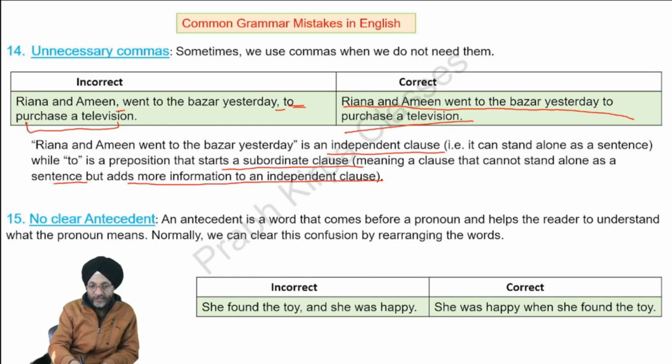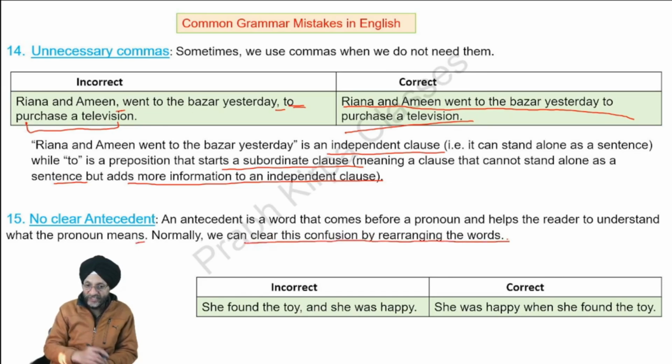Next, no clear antecedent. An antecedent is a word that comes before a pronoun and helps the reader to understand what the pronoun means. Normally, we can clear this confusion by rearranging the words. For example, she found the toy and she was happy. So the correct sentence will be she was happy when she found the toy.